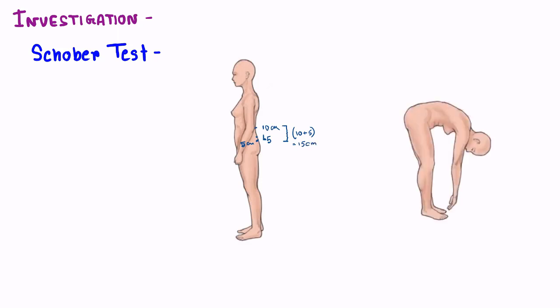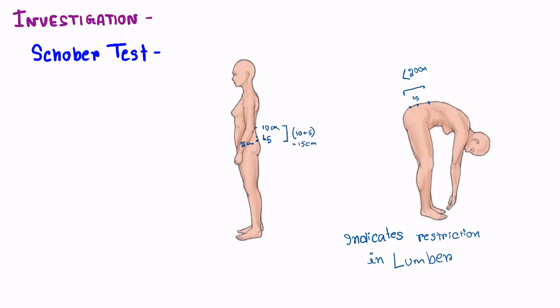Now we ask the patient to bend forward as far as the patient can. Now we measure the distance between these 2 points. If it is less than 20 centimeters, then it indicates restriction in the lumbar vertebrae, which supports the diagnosis of ankylosing spondylitis.